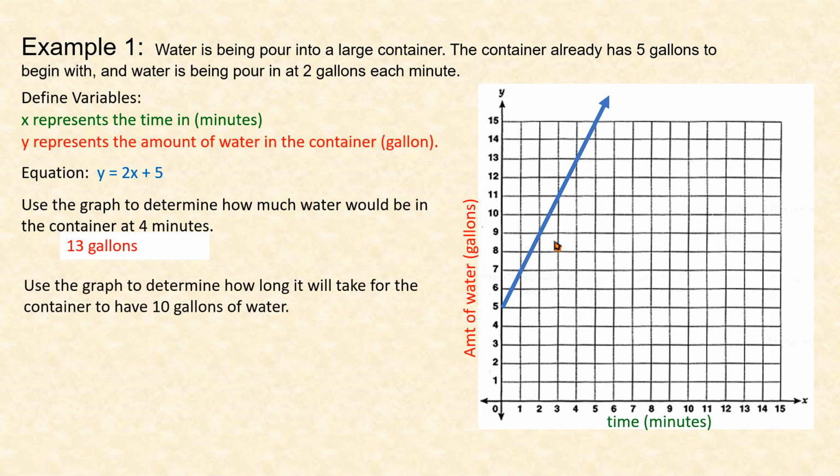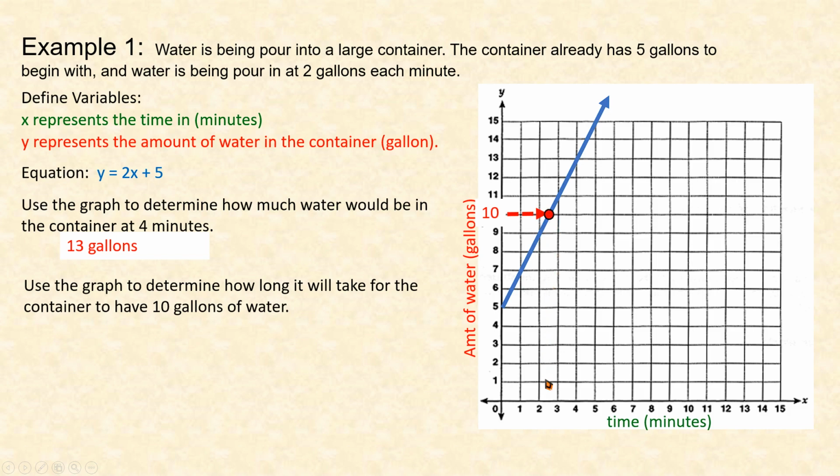And then here, we use the graph to determine how long it would take for the container to have 10 gallons of water. All right. So we look at the value that they gave us. They gave us 10 gallons. So 10 gallons, that's the amount of water. It's going to be my y-axis, right? I go to where 10 is on the y-axis, and I look toward my line. So there it is. It's right there at that point.